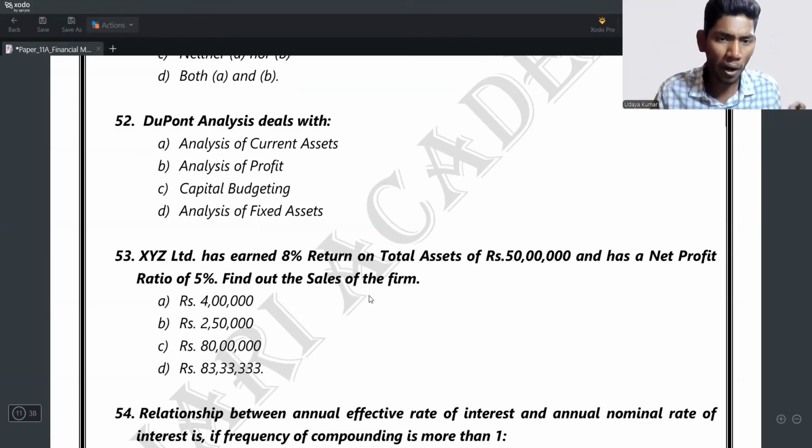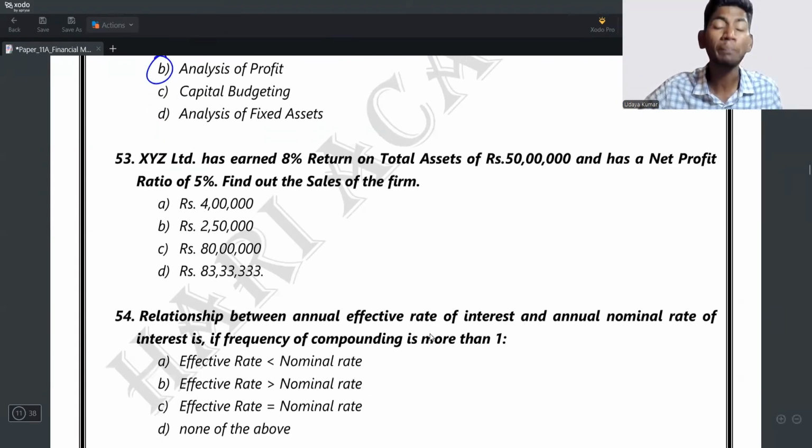So this DuPont analysis helps in understanding the drivers of ROE. How is the return on equity increasing or decreasing? What are the factors driving the return on equity? By examining how well the company is managing its profitability, asset utilization, and leverage, the answer is option E. Analysis of current assets, no. Analysis of profit, it's relevant. Capital budgeting, no. Analysis of fixed assets, no. So the answer is analysis of profit.